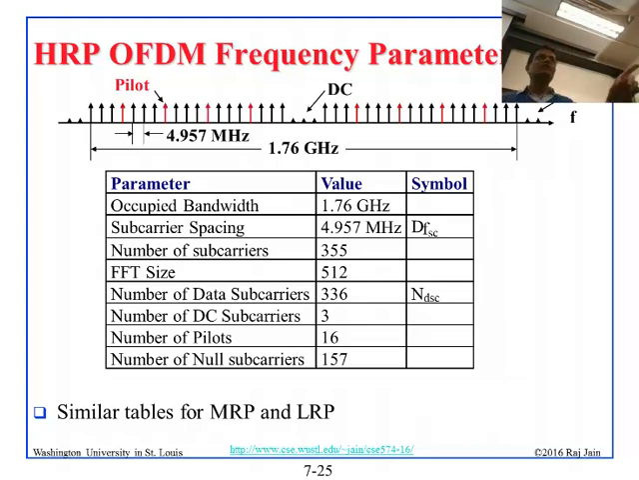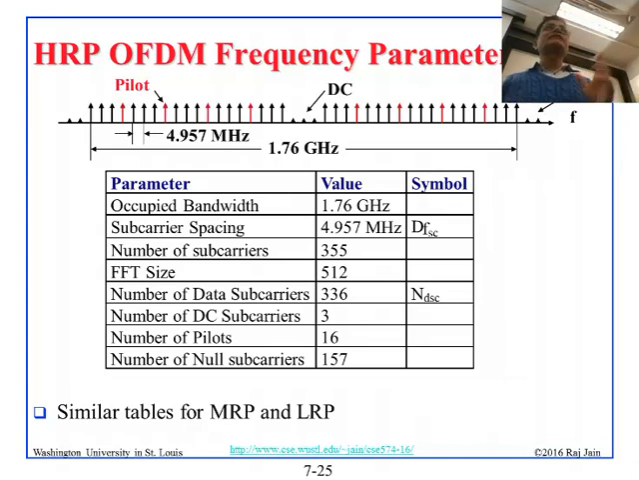So I have to figure out more as to what is the function of DC and how it is different from null. Null means no signal. DC means direct current, right? So how does DC go through? But there are 3 carriers in the middle which are DC, and then we have pilots and data, and then at the end we have null. So these are the frequency parameters.